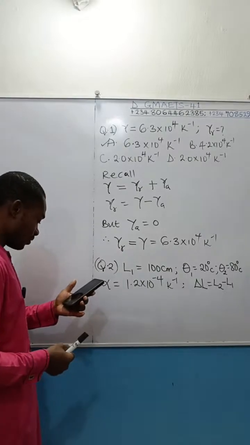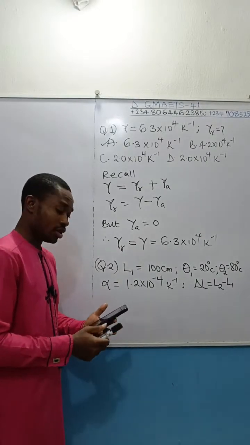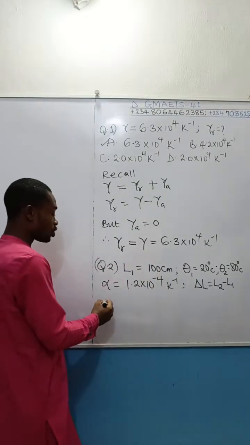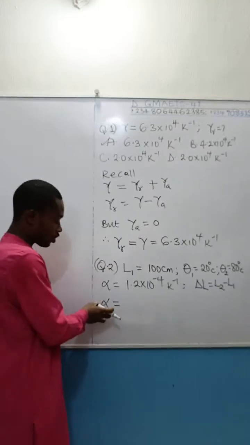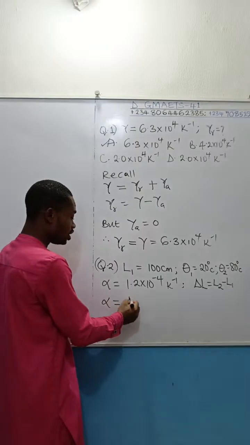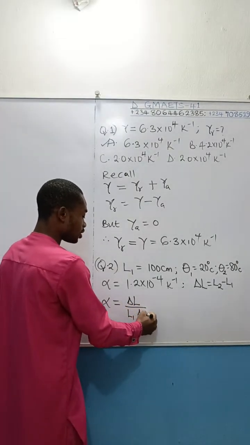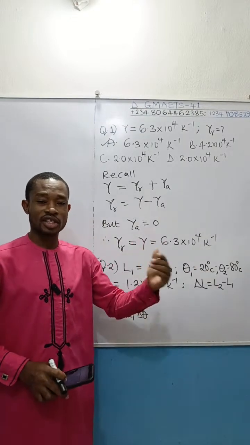Okay, so yeah. Thank you for telling me to continue, and that's the right thing I should do. Now from here, we are going to recall the linear expansivity formula. The coefficient of linear expansion is equal to change in length divided by the original length times change in temperature, where the change in temperature is final temperature minus initial temperature.